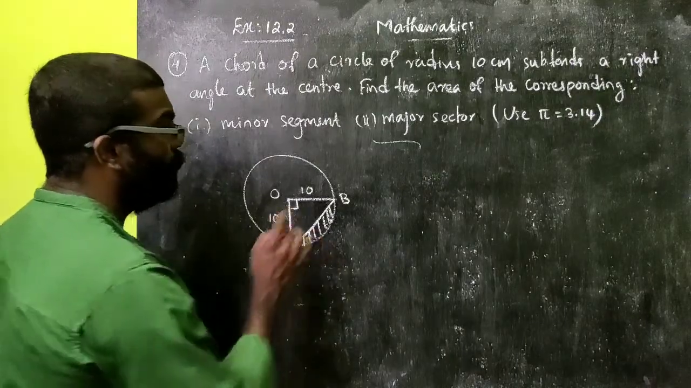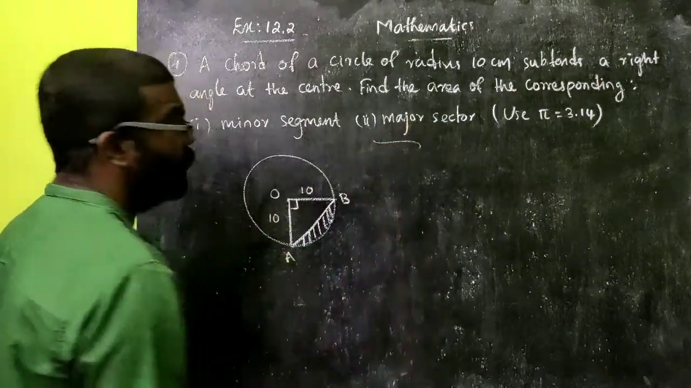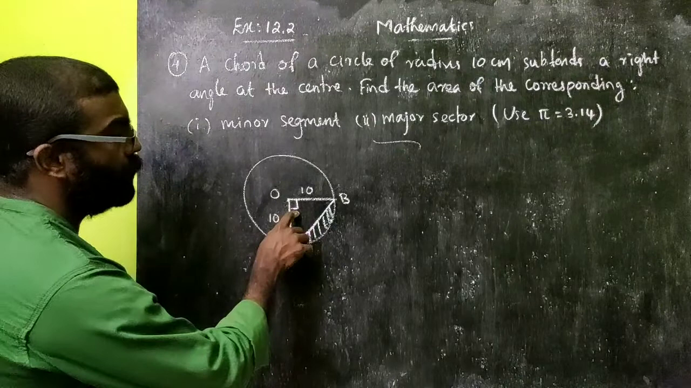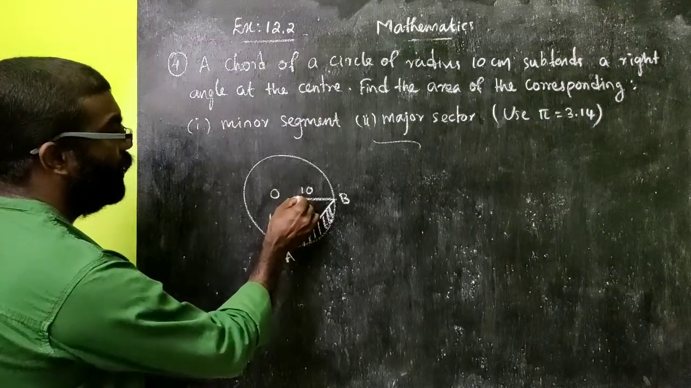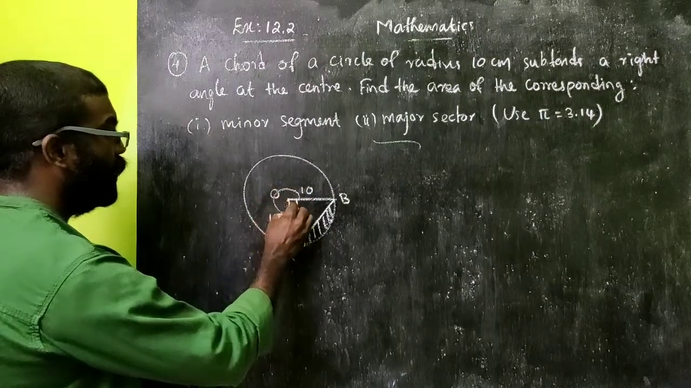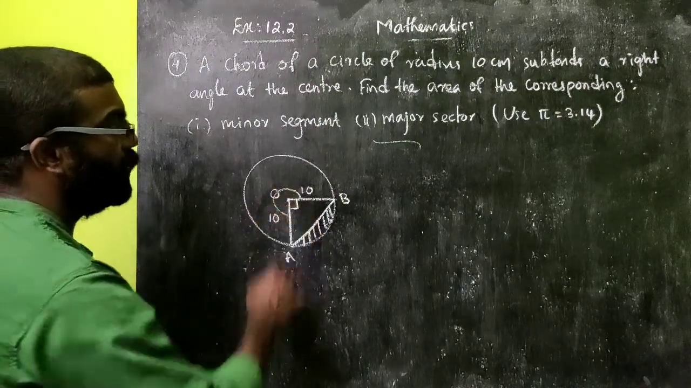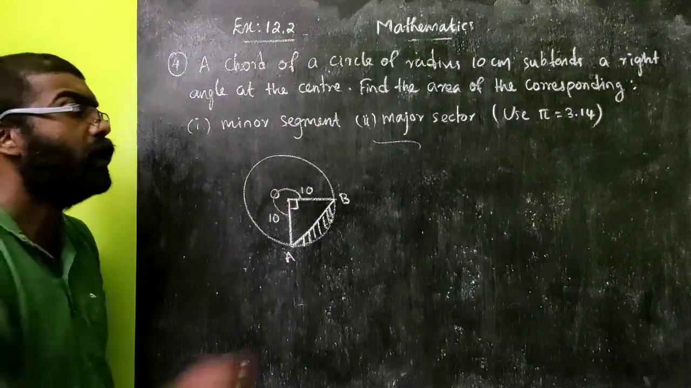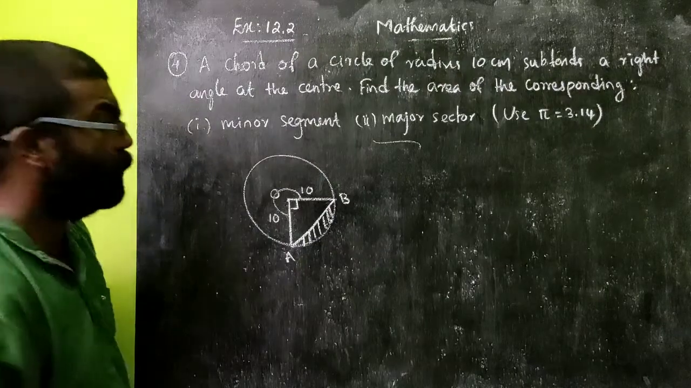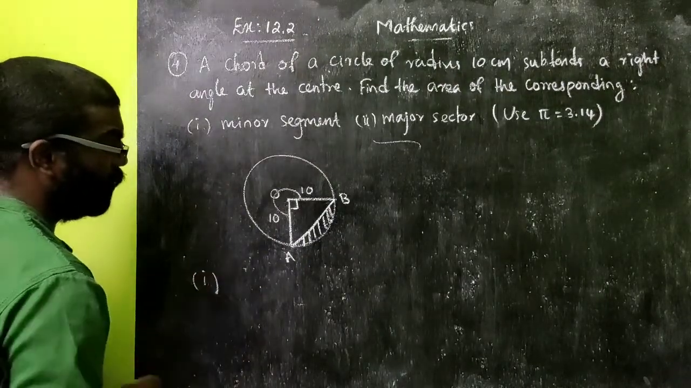This corresponding minor segment. And the second sub question is the major sector. Here the minor sector is of central angle 90°. So we can find the central angle of the major sector by subtracting 90 from 360. The total angle is 360°. So 360 minus 90, we will get the central angle of the major sector as 270°, and hence we can find the area. So we can consider one by one. First one is the minor segment.